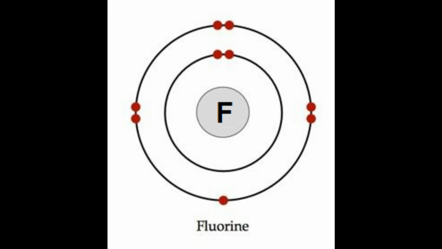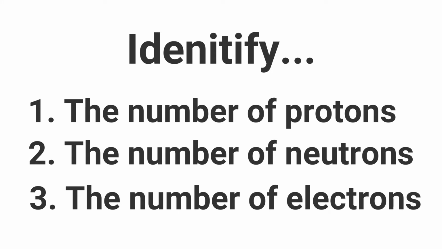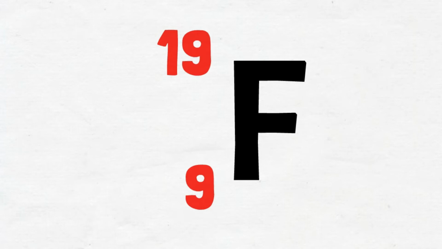We start with the fluorine atom, which is represented like this: F, 19 at the top, 9 at the bottom. And we are asked to identify the number of protons, the number of neutrons, and the number of electrons in this atom. So let us look at the information that we have. The 9 at the bottom is the atomic number, so that represents the number of protons. The 19 at the top is a combination of the number of protons and the number of neutrons.